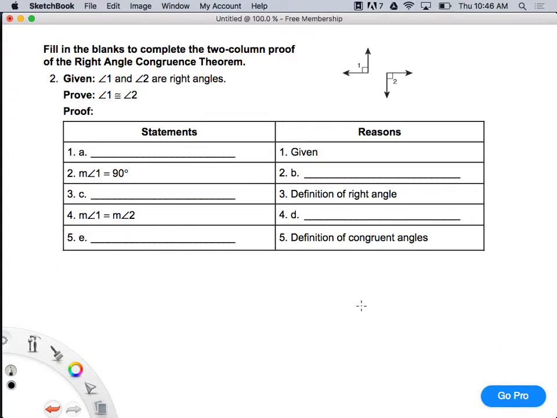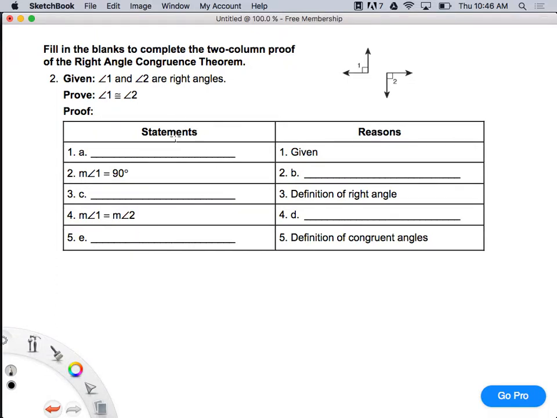Okay, fill in the blanks to complete the two-column proof on the right angle congruence theorem. You're given that angle 1 and angle 2 are right angles, and it says prove that angle 1 is congruent to angle 2. Well, they're obviously congruent. They're both 90 degrees. But we have to prove it.